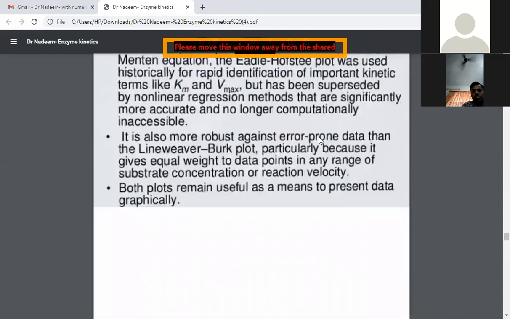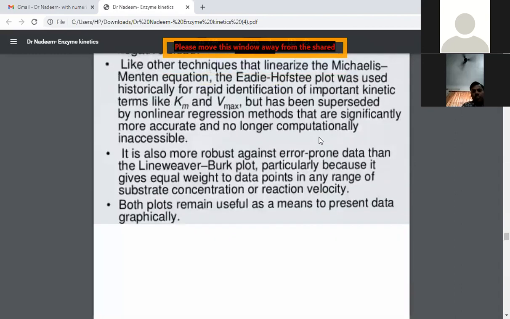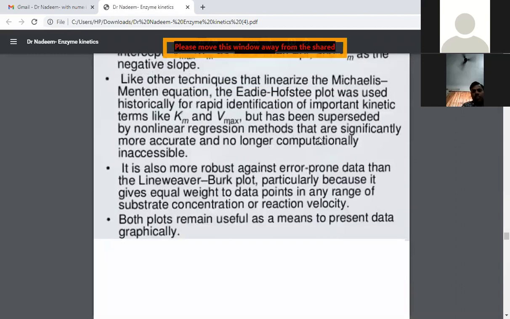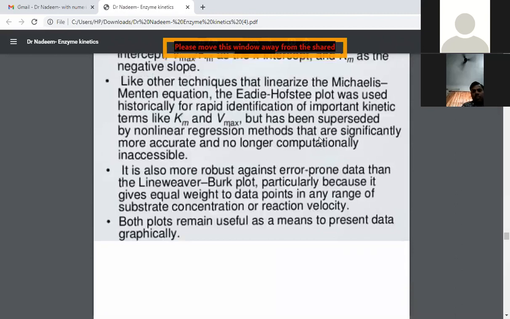So computer-based software just told you. These two are overtaken by this non-linear regression method done by computer software.